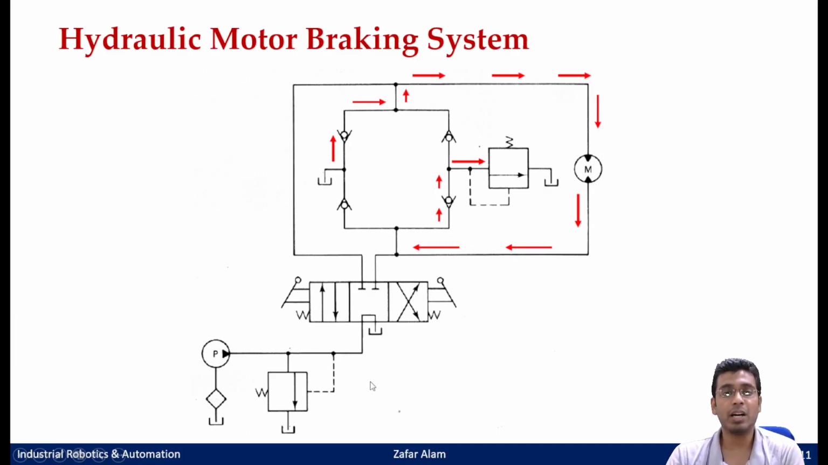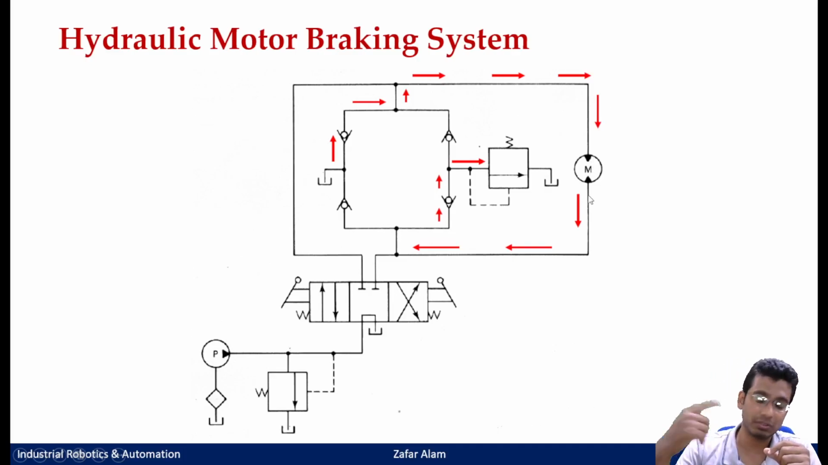Now say your motor was running at very high rpm, and you instantly put your valve to the center position. Now in the center position, what is there? All your ports are blocked. That means these ports are now blocked. However, if a very high capacity load is coupled to the motor, then what would happen? It would try to rotate the motor because of its inertia.